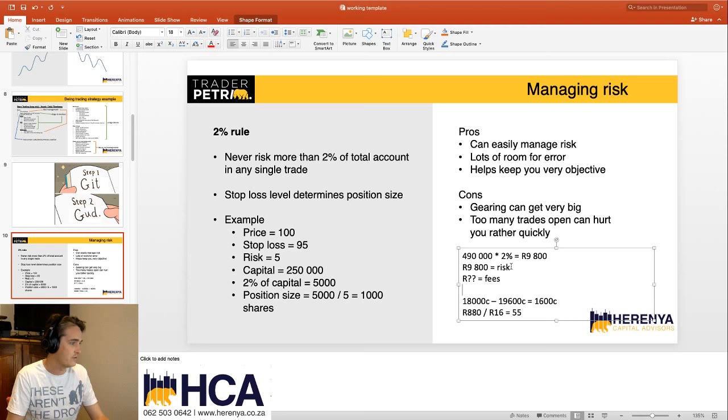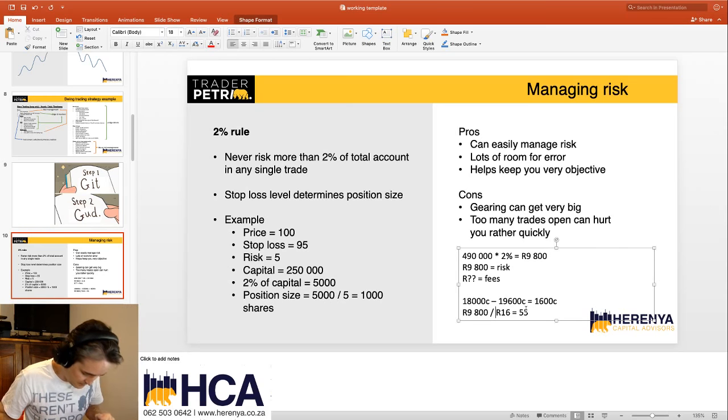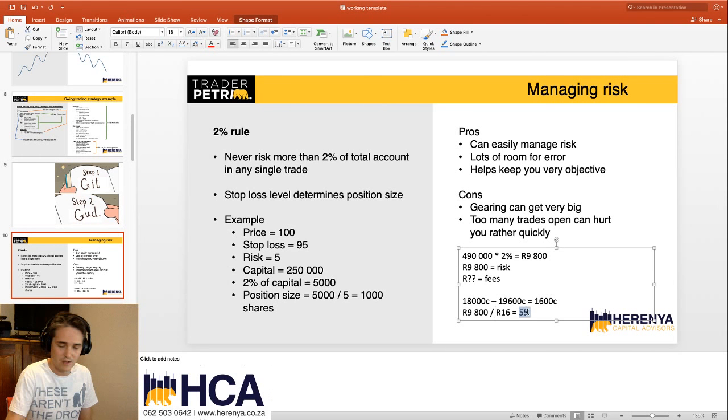Unfortunately, we're going to have to do this twice in order to figure out what the fees are going to be. So once again, we have 16 Rands worth of risk, and we want 9,800 Rand divided by 16, right? 9,800 divided by 16. So now we are buying 612 shares.